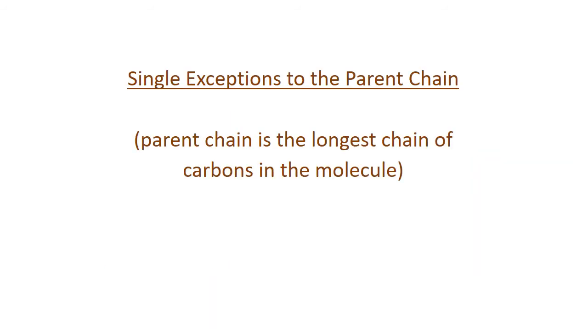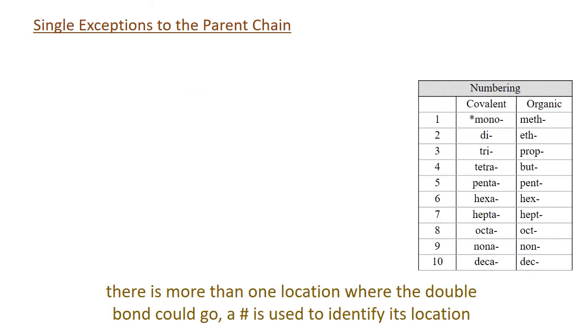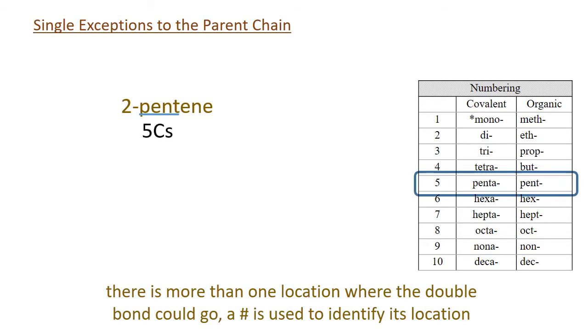Now for exceptions to the parent chain. The parent chain is the longest chain of carbons in the molecule. So we're going to start with 2-pentene. What's with the number? Well, there is more than one location where the double bond could go. So a number is used to identify its location. So we look up pent. Pent means 5, so we draw out 5 carbons. 1, 2, 3, 4, 5.